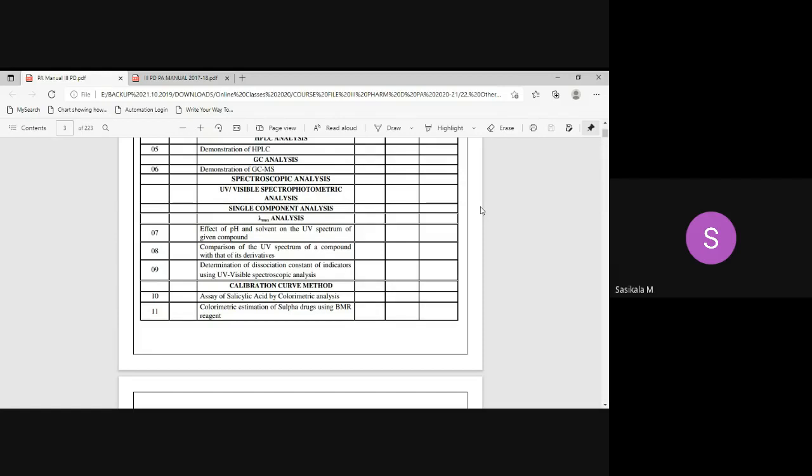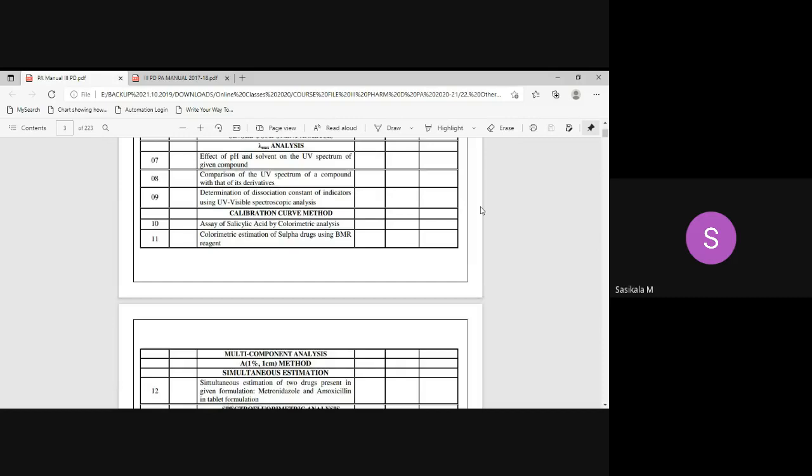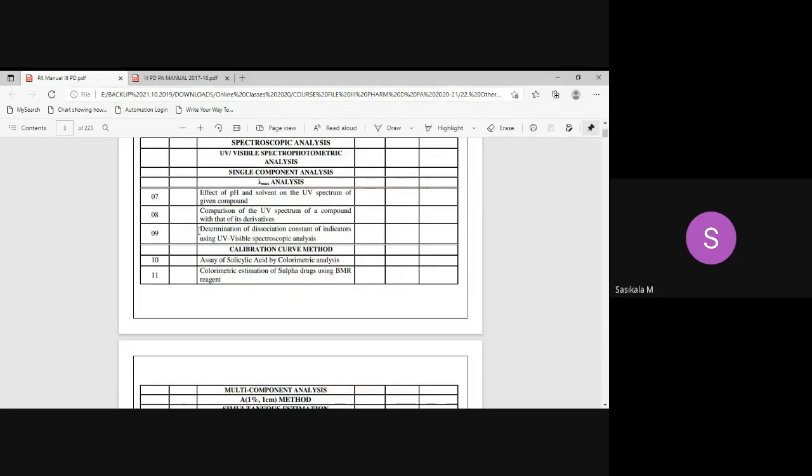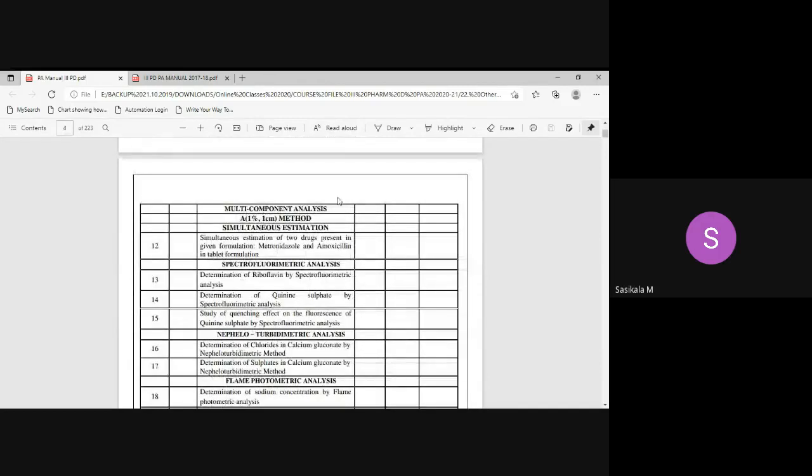Then spectroscopic analysis after chromatography. In spectroscopy, the first technique will be UV-visible, whose theory we have discussed. In single component analysis, there are 3 experiments you are going to carry out. In lambda max analysis, when you do not know the lambda max in a single component, you have to scan, I told you. So lambda max analysis comprises 3 experiments. Then the calibration curve method, plotting a standard curve, comprises 2 experiments you are going to perform. Then in multi-component analysis, using the A1% 1 cm method, simultaneous estimation is applicable for 2 drugs. You are going to analyze metronidazole and amoxicillin simultaneously.